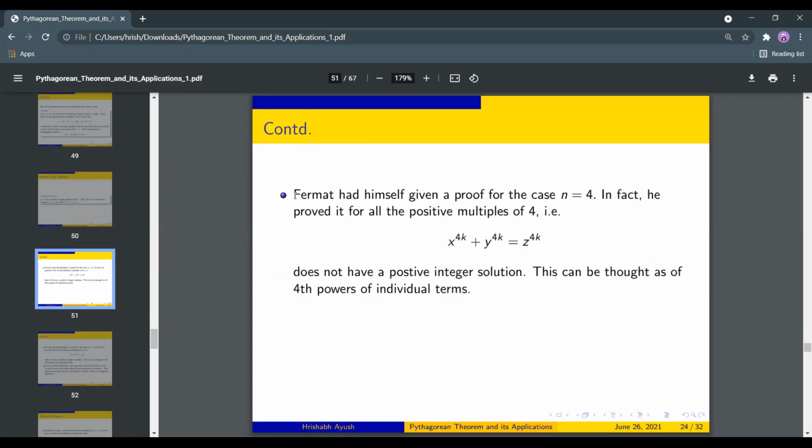Continuing on that, Fermat himself gave a proof for the case n equals 4. He gave the proof for n equals 4 and also for multiples of 4. Like, x to the power 4k plus y to the power 4k equals z to the power 4k does not have a positive integer solution. Let me annotate. This could be thought of as x to the power k, all raised to the power of 4. So they can be thought of as individual powers.